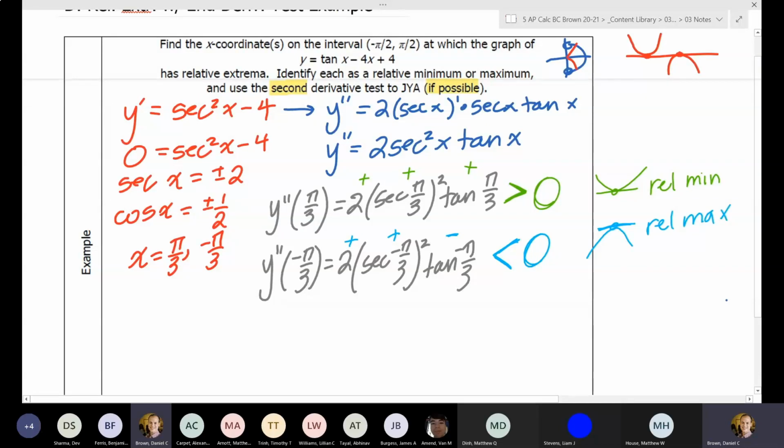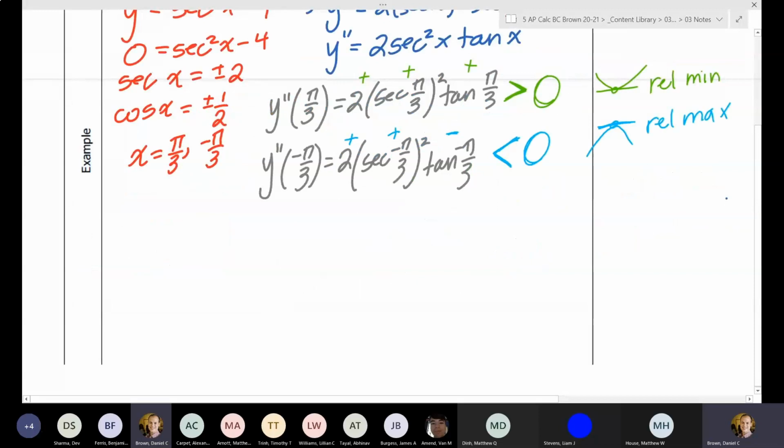If you got the second derivative equal to 0, then the second derivative test fails and is inconclusive. When we say it fails, it doesn't mean that there's not a relative min or relative max. It just means that it's inconclusive and we don't know what that coordinate is.